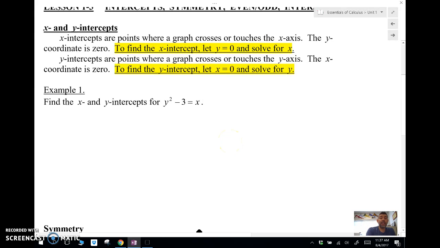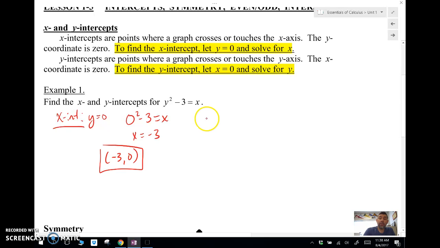So to find the x-intercept, we say y equals 0, right? So I'm going to say 0 squared minus 3 equals x. x equals negative 3. Remember that the x-intercept is a point. So I'm going to have negative 3 comma 0 as my x-intercept.